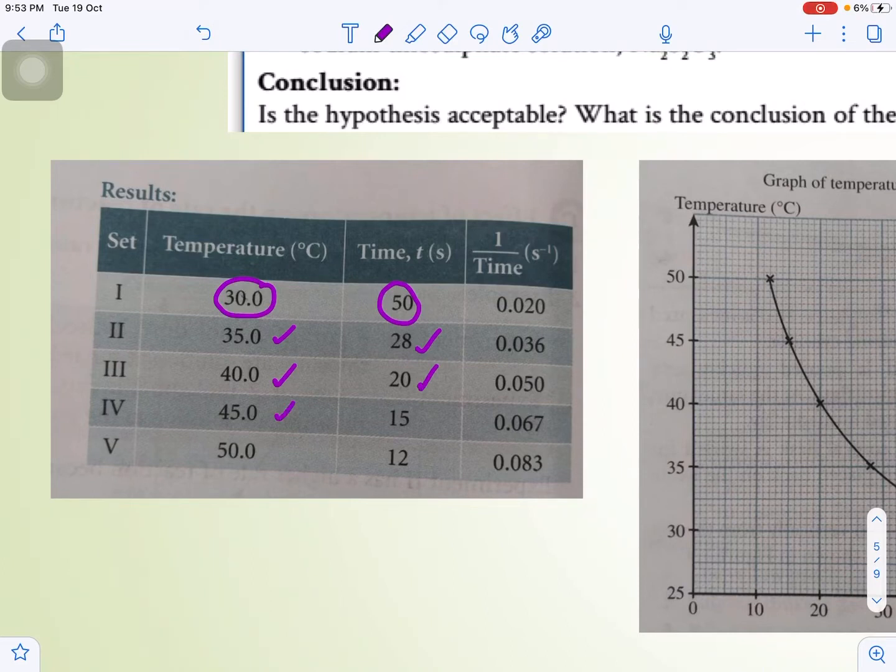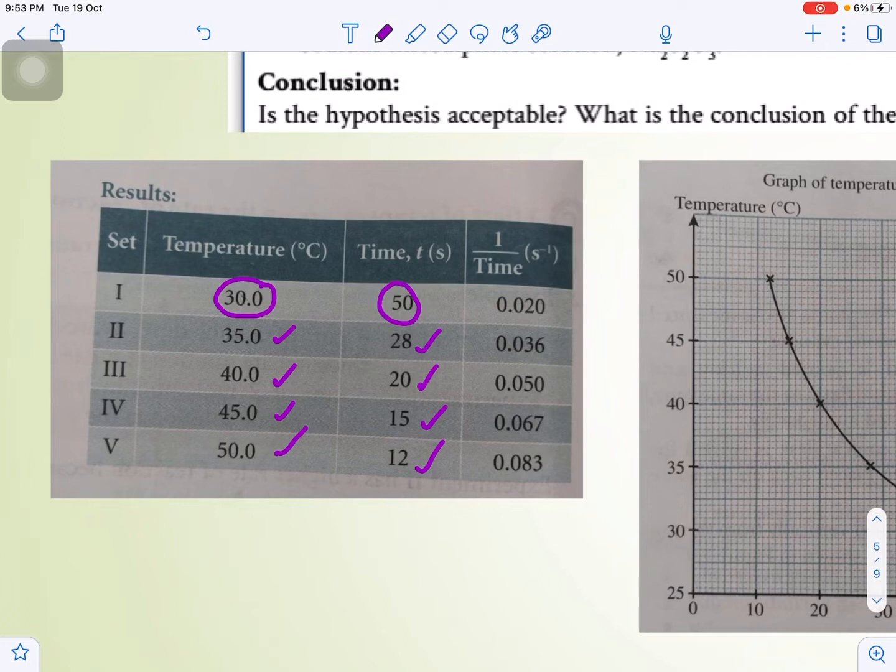45 degrees Celsius, the time taken is 50 second. 50 degrees Celsius, the time taken is 12 second. Meaning that what we're going to say, as the temperature increases, makin lama makin meningkat temperature, the time taken, masa yang diambil for the X mark to disappear from view becomes shorter.